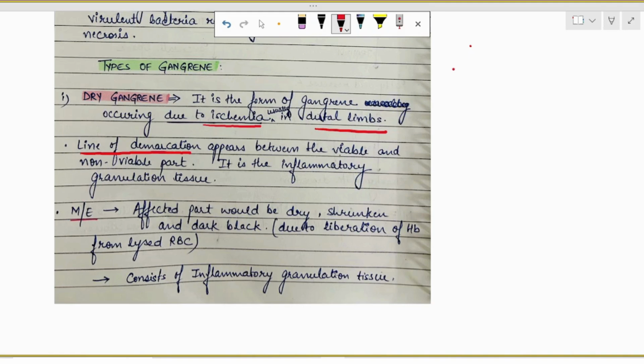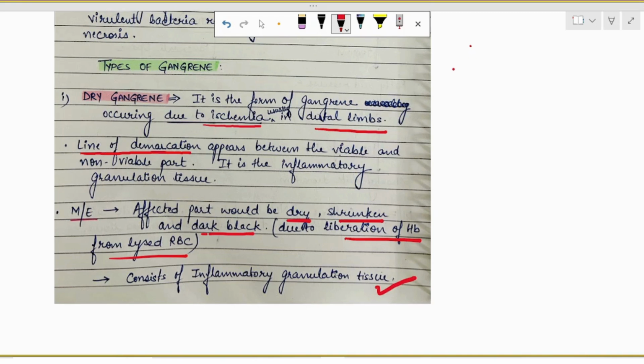How will microscopy appear to us? That is, the affected area would be dry, shrunken, and dark black in color, and that too is due to liberation of the hemoglobin from the lysed RBCs, and it consists of the inflammatory granulation tissue, as I told you earlier. So what is dry gangrene?